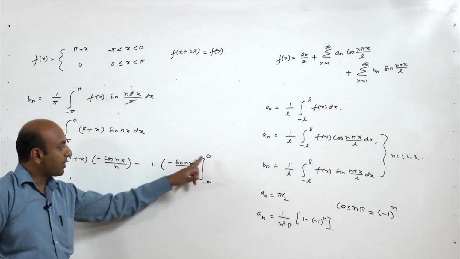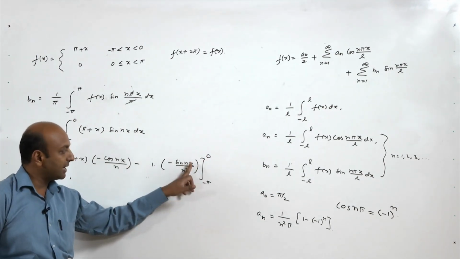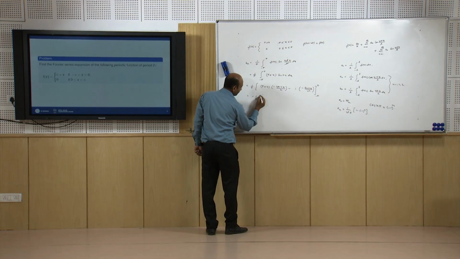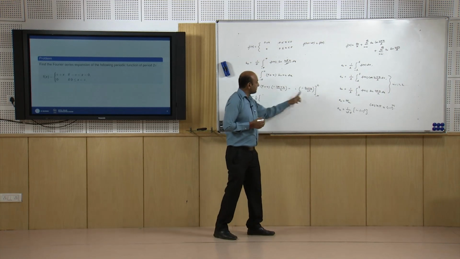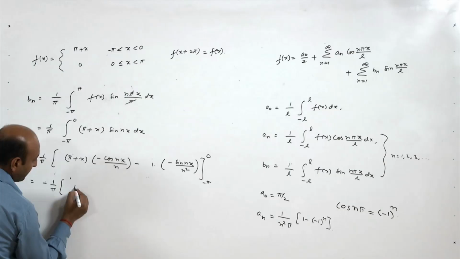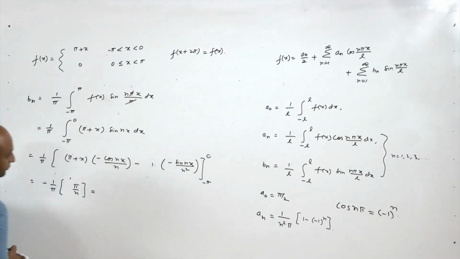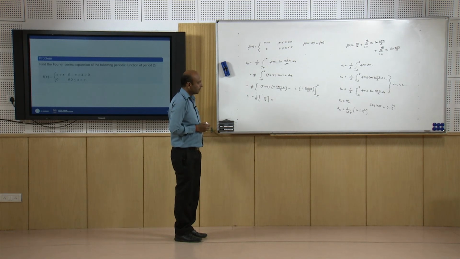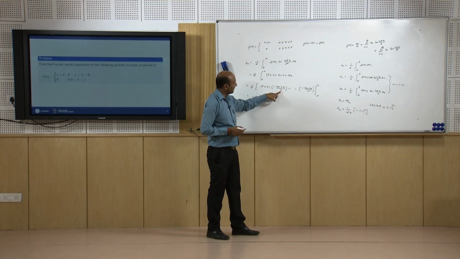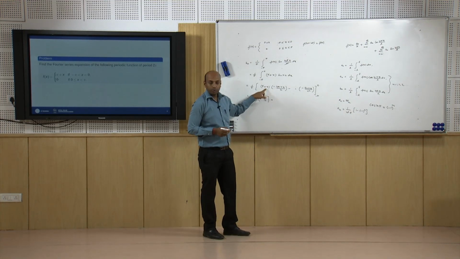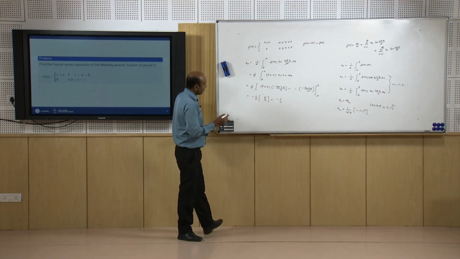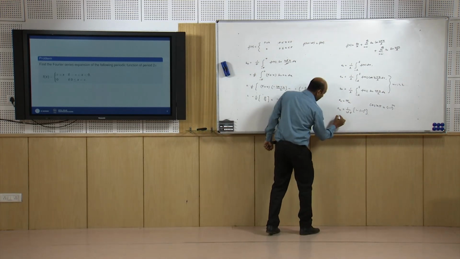Now, again this term, when you take x equal to 0, it is 0, when you take x equal to minus pi, it is 0, and here you can take minus outside 1 by pi. When you substitute x as minus pi, it is 0. When you take x equal to 0, it is pi by n, and when you take x equal to minus pi, it is 0. So, it is nothing but minus 1 by n. So, Bn is nothing but minus 1 by n.